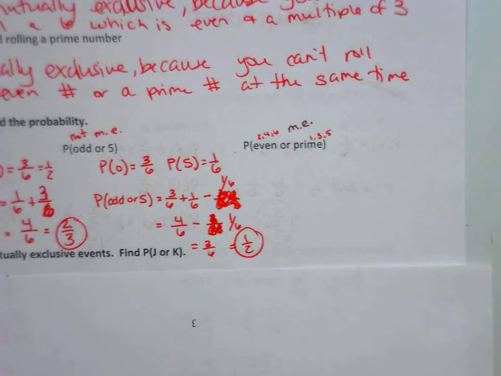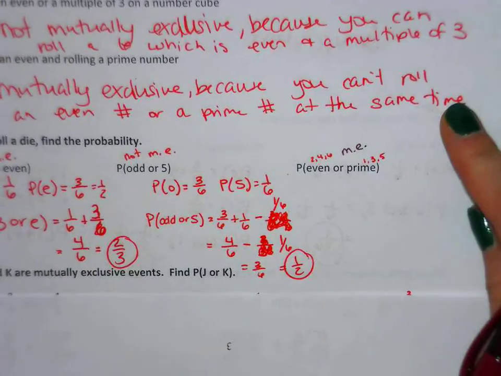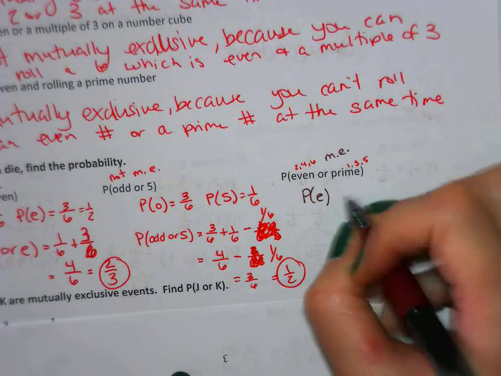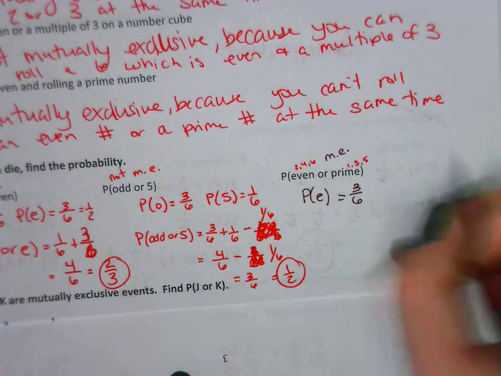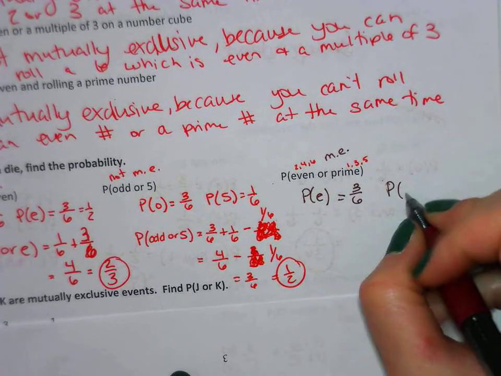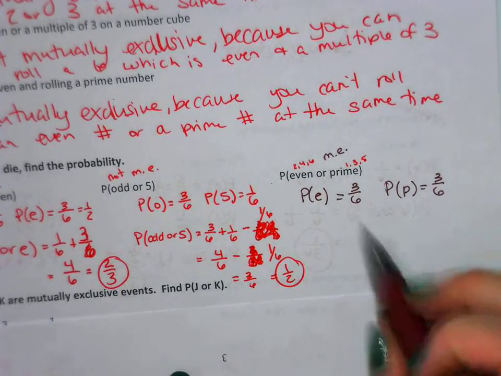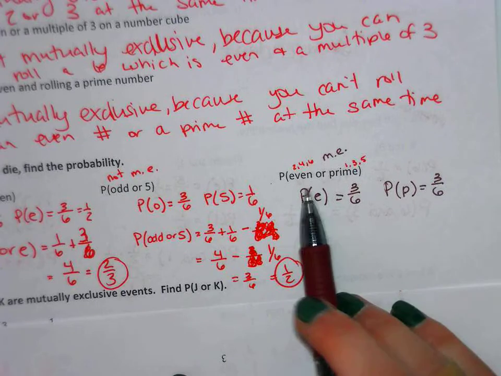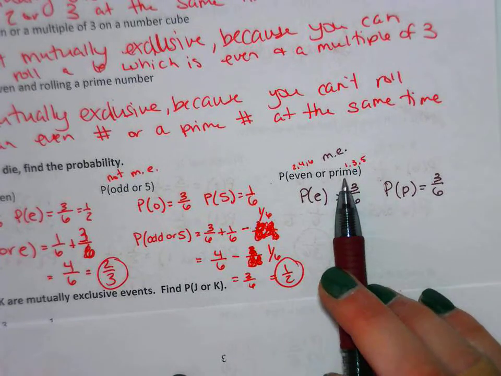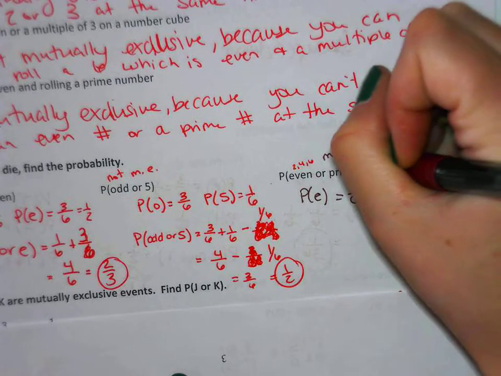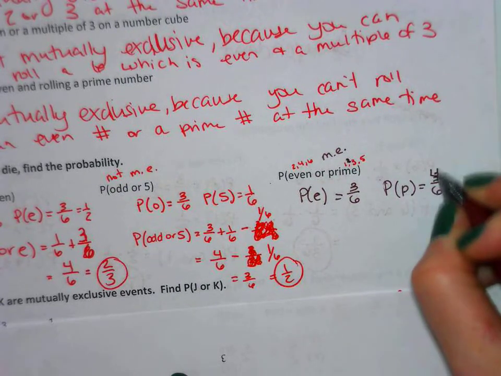So let's look at this last one we'll do together. So the probability of rolling an even equals 3 over 6. The probability of rolling a prime number is 3 over 6, and we know it's not mutually exclusive because we can roll a... Oh, sorry. 2 is also a prime number, so it's 4 out of 6.